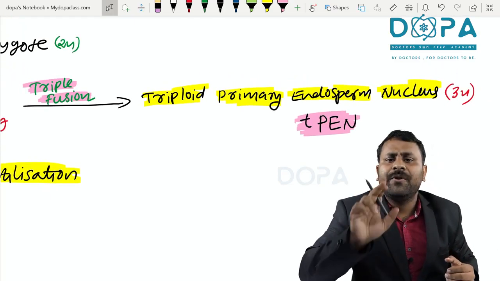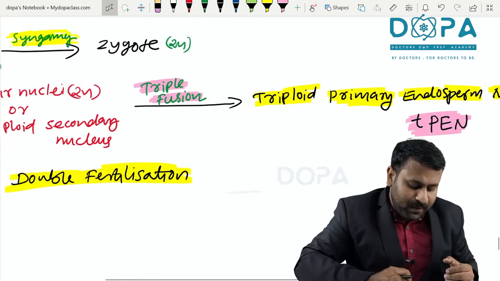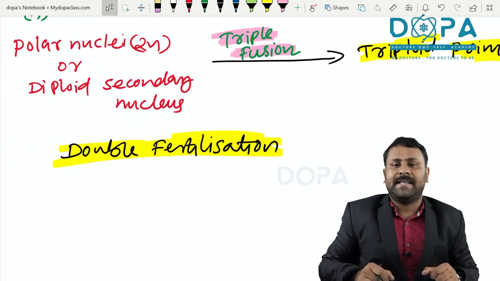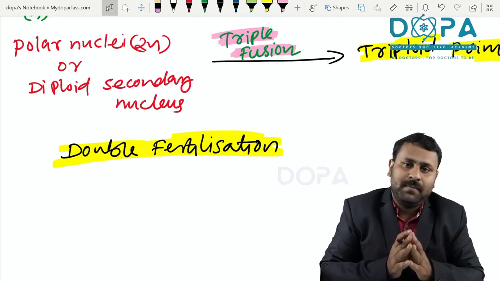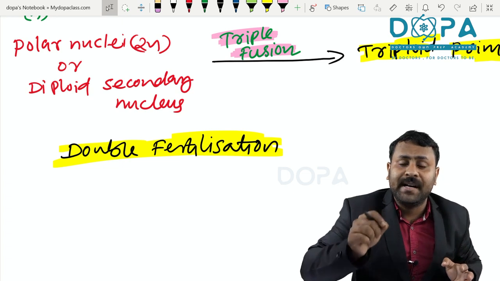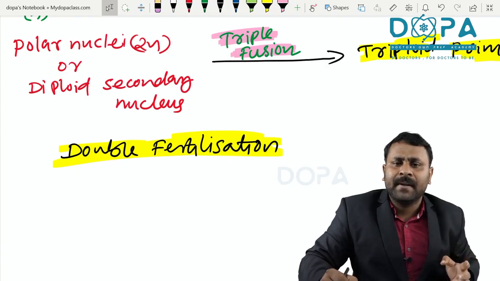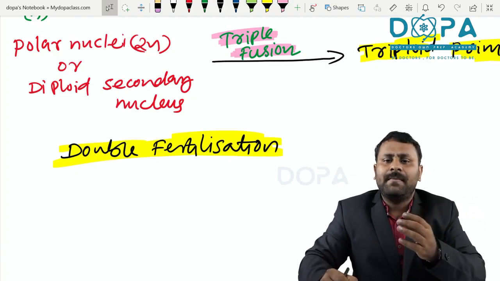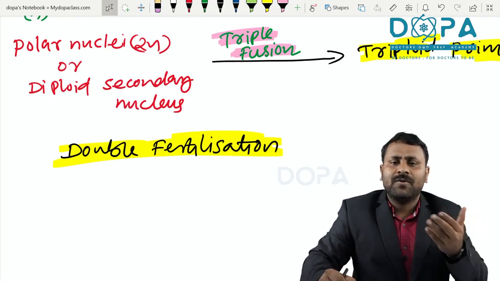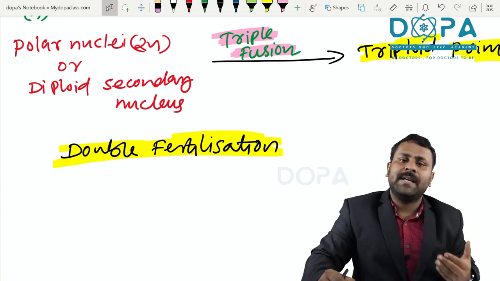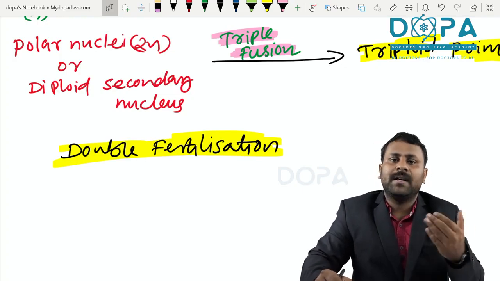Since two fusions are involved, angiosperm fertilization is known as double fertilization. It is an event unique to angiosperms. What are the two fusions? Syngamy and triple fusion. What do you mean by syngamy? A haploid male gamete and egg cell fuse to form a diploid zygote. That is called syngamy. What do you mean by triple fusion? The remaining male gamete fuses with the polar nuclei or diploid secondary nucleus, forming the triploid primary endosperm nucleus. That is called triple fusion.